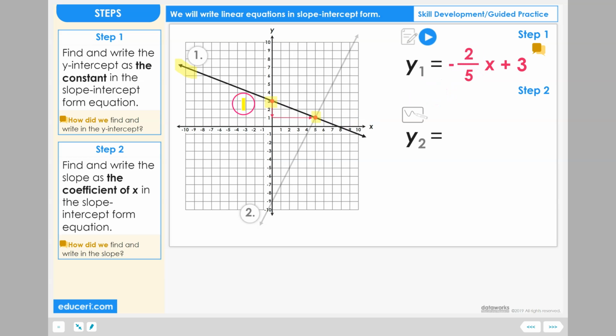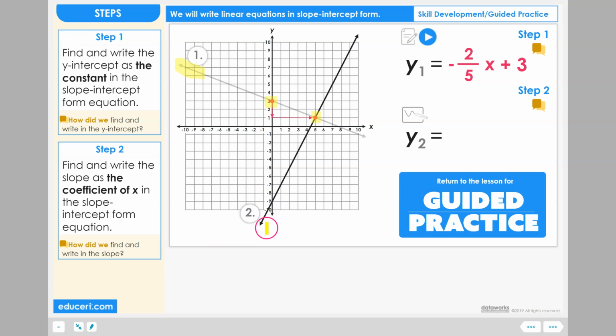The slope-intercept form of equation line number 1 is y equals -2/5 x plus 3. You are now ready to write the linear equation for graph number 2 in slope-intercept form.